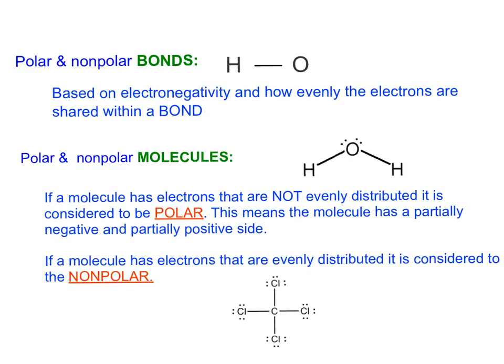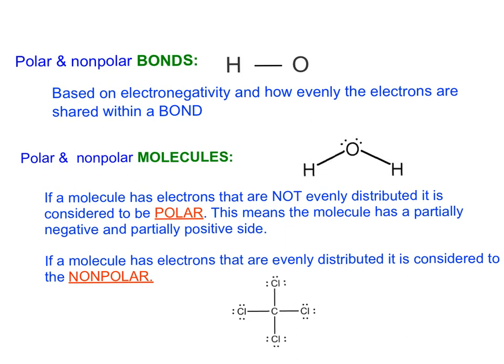This is the lecture covering molecular polarity for Chemistry 1. So we've started to learn about different shapes and different geometries of molecules. You've learned how to draw all these different molecules, all these different Lewis structures. We've talked a little bit in the past about polar and nonpolar bonds.